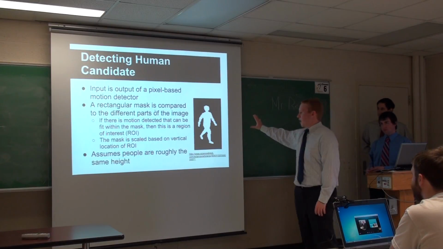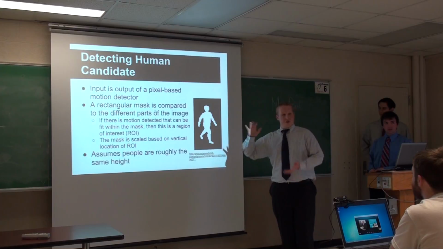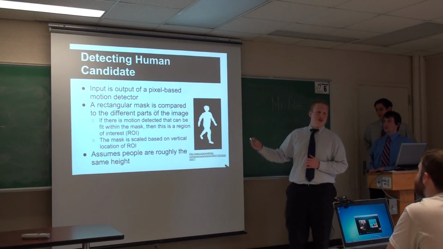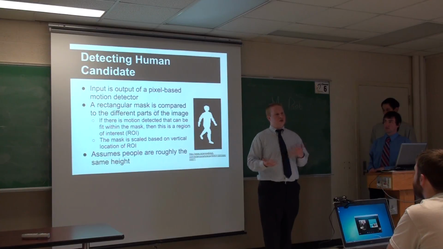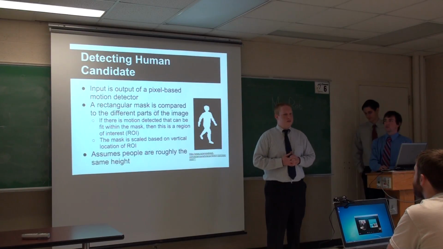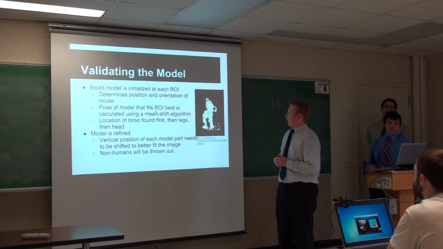So if it's moving away, that means that the person is going to be farther away, so therefore it's going to be smaller. So in this model, it does assume that people are all generally the same height, so it'll have trouble with toddlers and small adults.